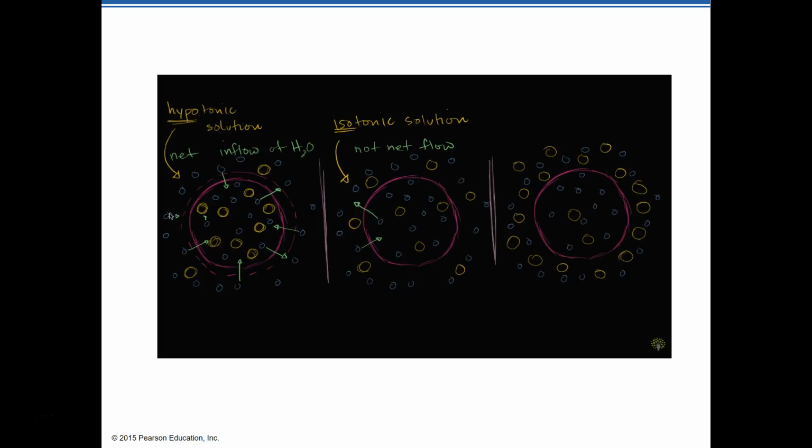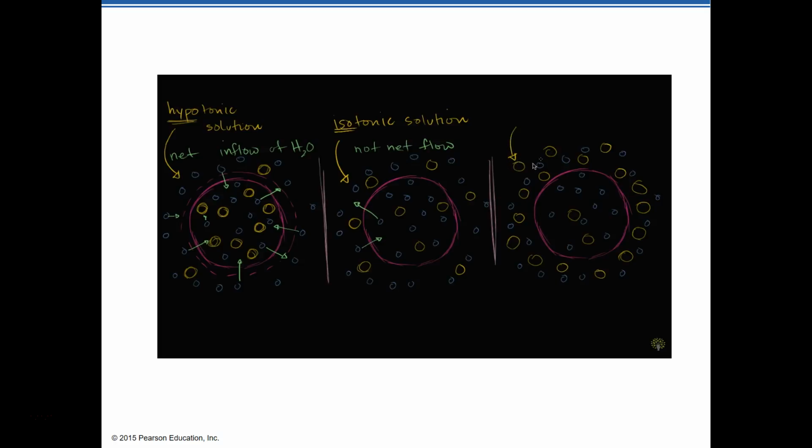So hypotonic solution, you have water molecules going into the cell, expanding, kind of like a filling balloon. Isotonic solution, no net flow. And then of course, you can imagine in this last scenario, I have a higher concentration of solute on the outside than I have on the inside. And we can guess what's going to happen. So first, what would I call this?